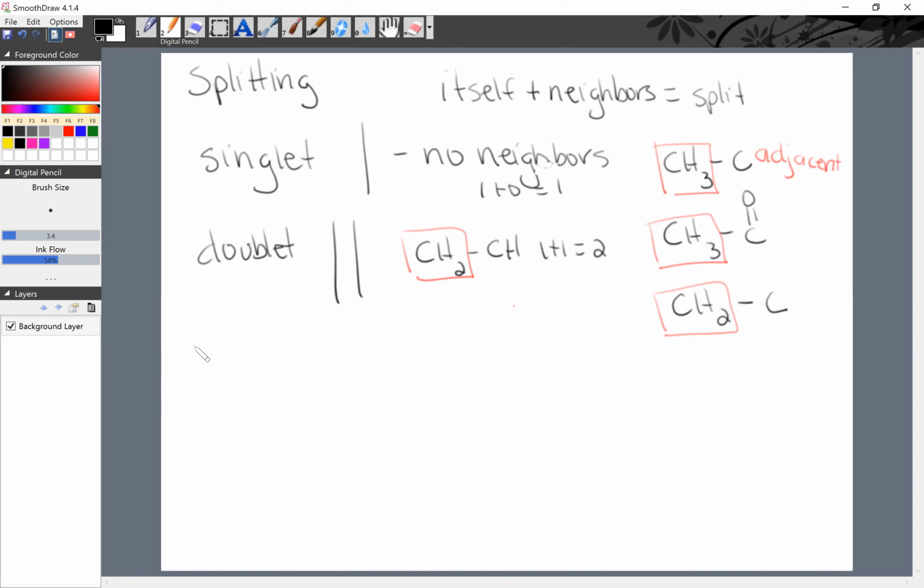Now let me show you that triplet. Again, symmetry. You're going to have one in the center that's a little bit taller with two on the sides. And this would be the CH2. So this is the one that made our peak in the first place. It has two neighbors, so 1 plus 2. That one would give you a triplet.